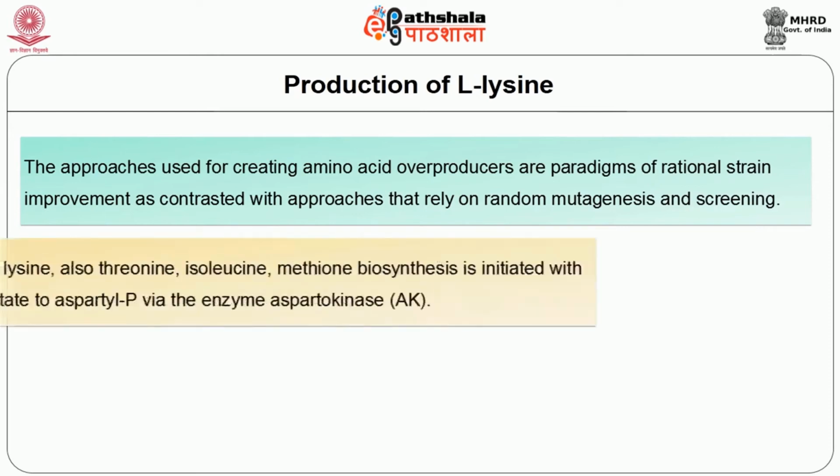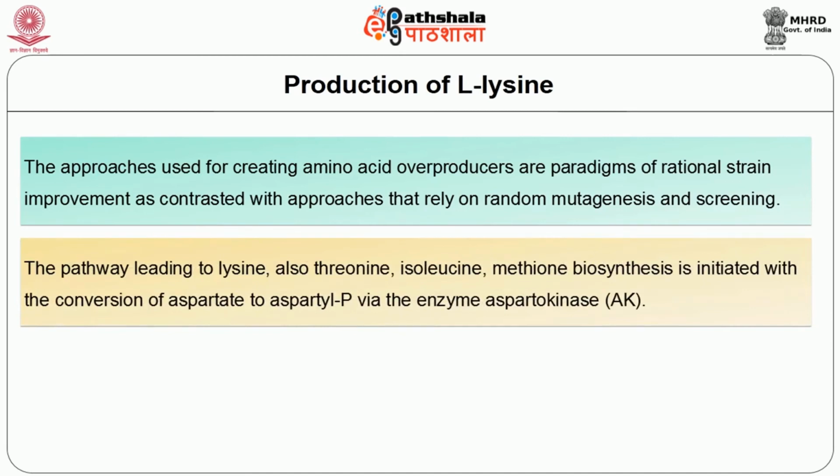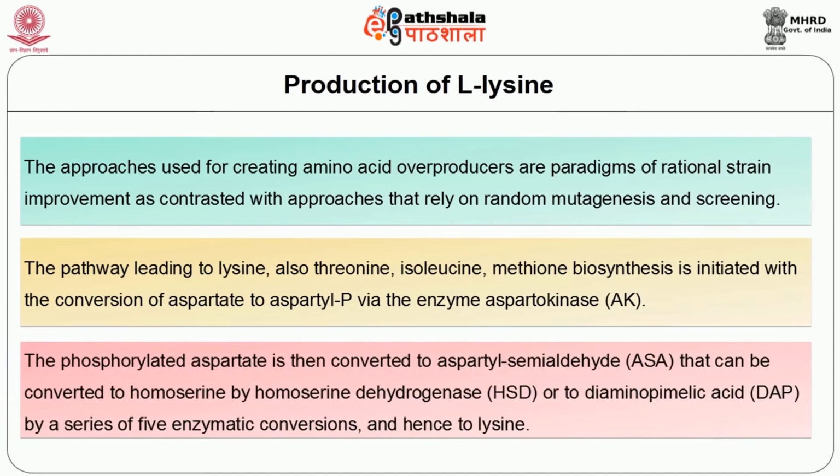The pathway leading to lysine, also threonine, isoleucine and methionine biosynthesis is initiated with the conversion of aspartate to aspartyl phosphate via the enzyme aspartokinase. The phosphorylated aspartate is then converted to aspartyl semialdehyde, which can be converted to homoserine by homoserine dehydrogenase or to diaminopimelic acid by a series of 5 enzymatic conversions and hence to lysine. Homoserine is the starting point for making threonine and isoleucine as well as methionine.